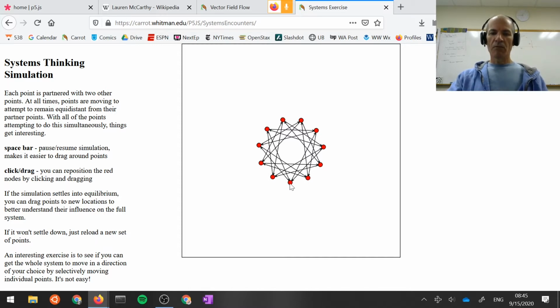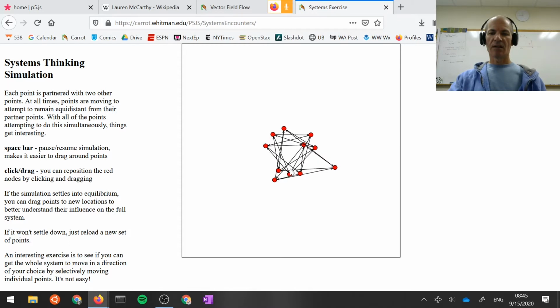If I pull one of these guys out of place and then start the clock, this guy is going to try to stay equidistant from his partners, and his partners are going to try to stay equidistant from him, and so on and so forth. And they're all going to kind of get into this big, really complicated, complex dance.